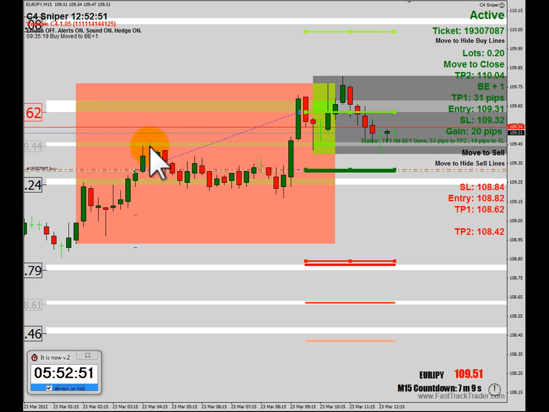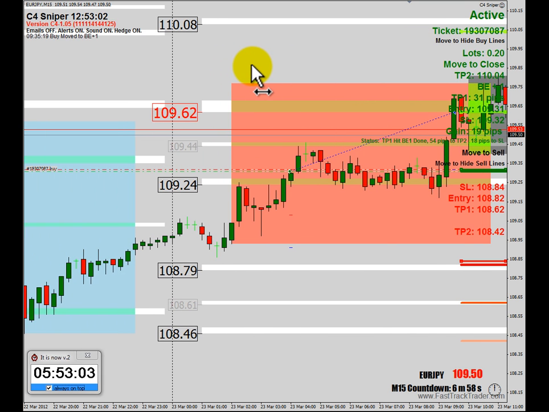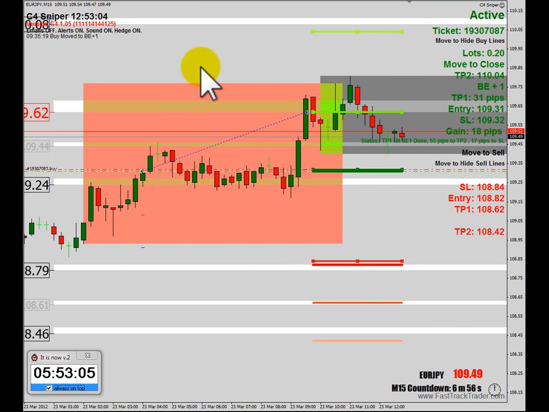See how it stopped. Look at this, stopped dead at this 109.44 smaller grid, and then it broke, retested that right in here. It's chopping. Now the next grid up here is this 110.08, and so it took off some profits. Take profit 1, 31 pips. Take profit 2 is up here. Currently it's up 18 pips.